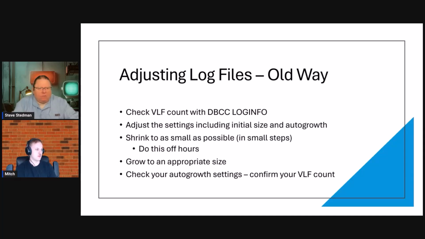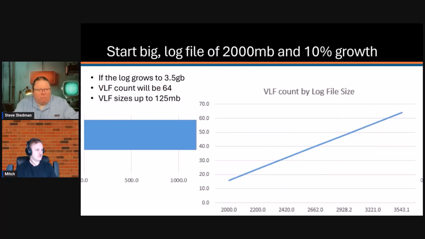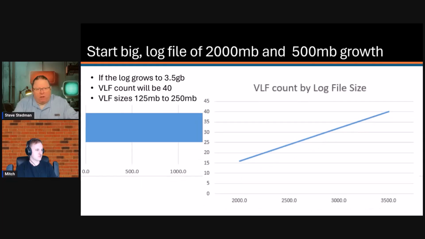And I wanted to see if you could clarify what's the difference between that 10% growth and the 500 megabyte growth. Oh yeah, let's go back and take a look at that. So 10% growth to 500 megabyte growth. Well, it's not that different here, because with 10%, you grow to 64 VLFs, and with 500 megabytes, you grow to 40 VLFs.